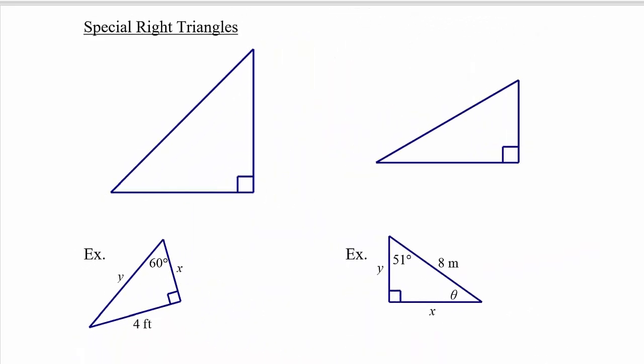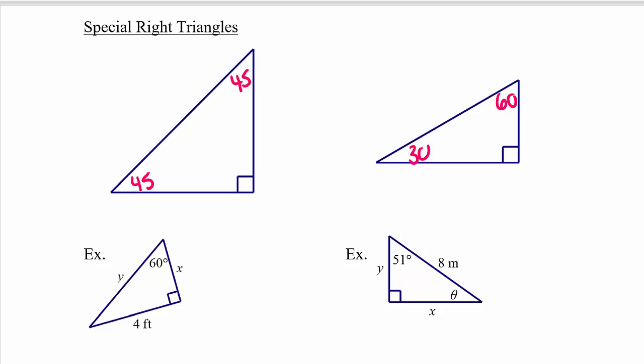The last thing I'm going to talk about in this video are 2 triangles called our special right triangles. They are triangles with the measure 45, 45, and 90, and 30, 60, and 90. So there's a special relationship between the lengths of the sides of these triangles.